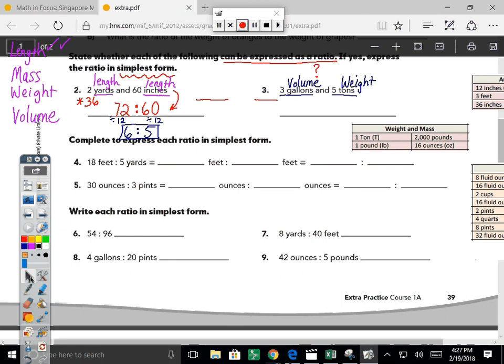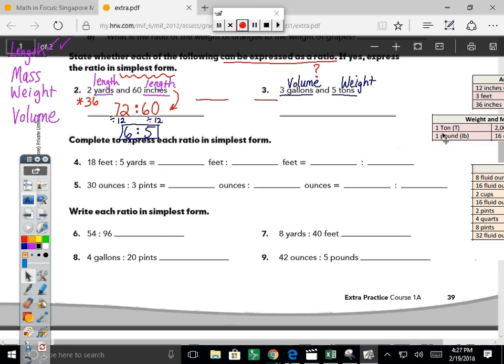It's enough for me to see that these two units do not measure the same type of thing, do they? In fact, volume and weight are very different. And I'll never be able to convert my gallons to tons or my tons to gallons. It's not possible. So, no ratio possible. It is impossible to write a ratio for these two quantities. They don't match because they don't measure the same type of units. We're going to move on here.